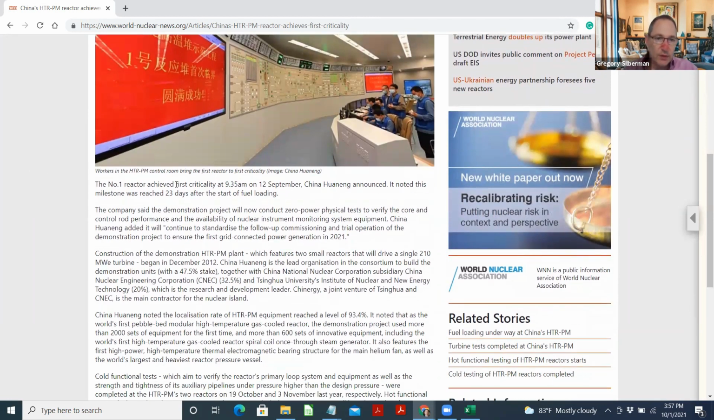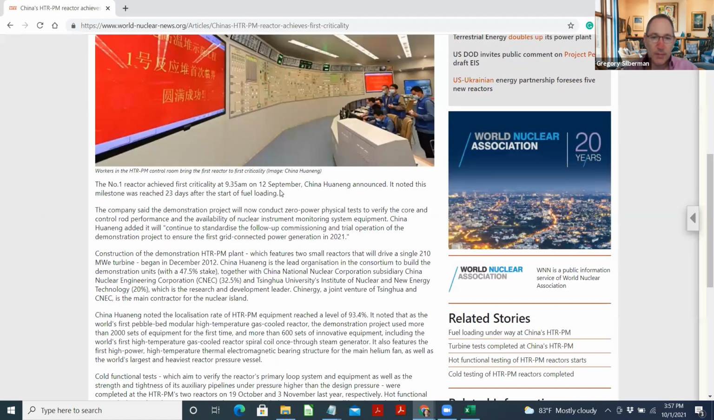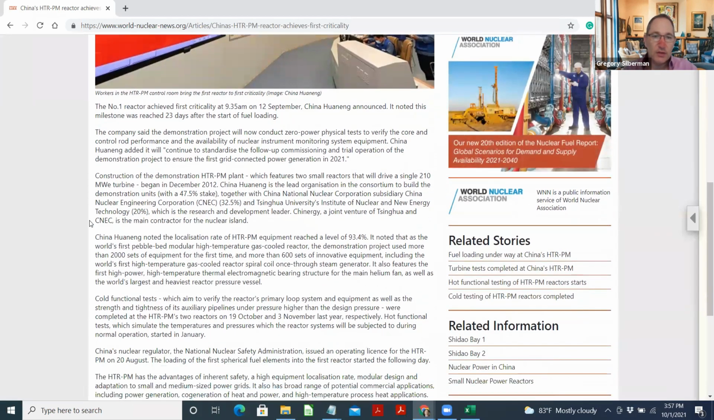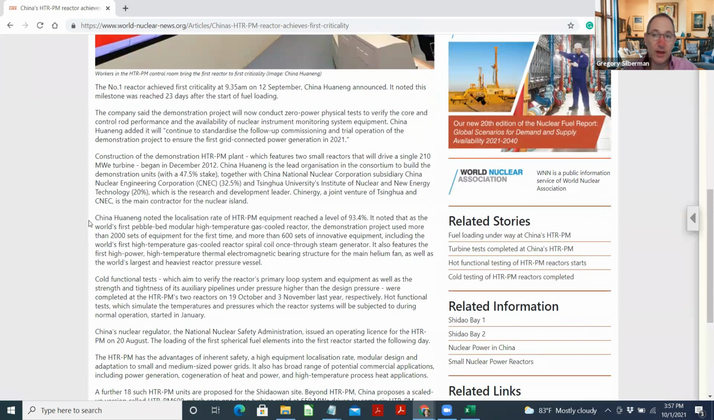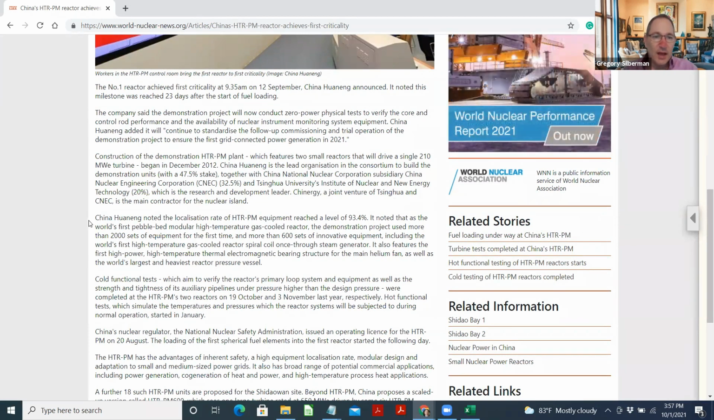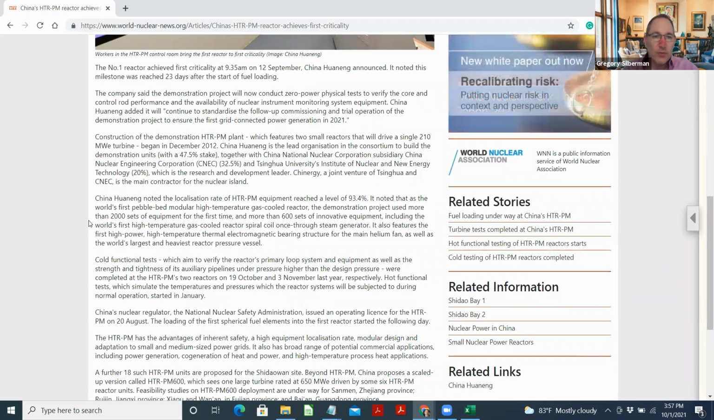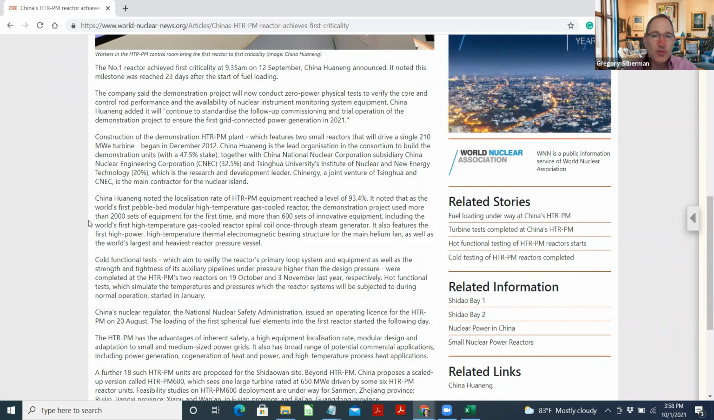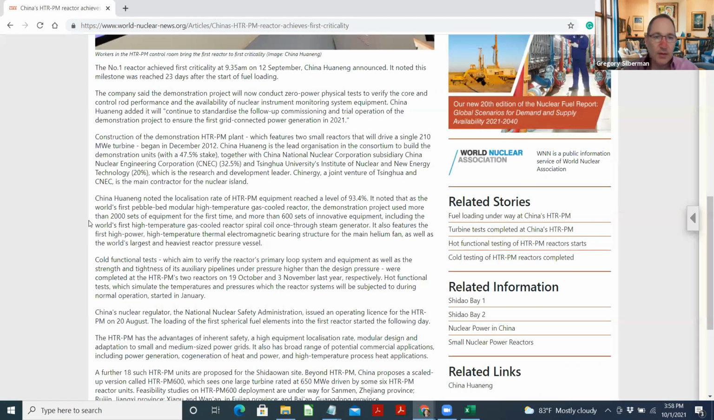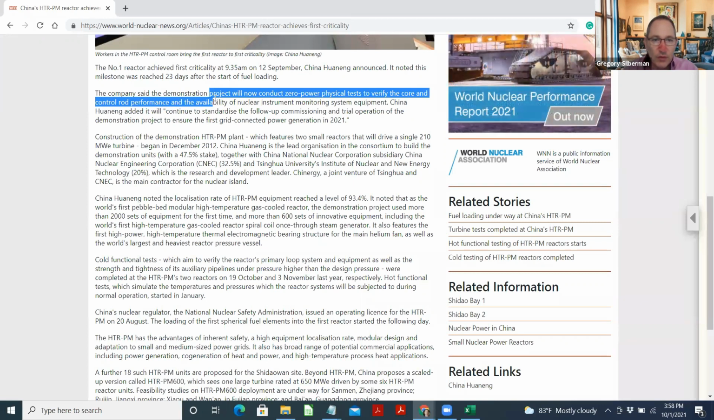The number one reactor achieved first criticality at 9:35 a.m. on 12 September. China Huaneng announced it noted this milestone was reached 23 days after the start of fuel loading. Fuel being enriched uranium, I think, or uranium at least. The company said the demonstration project will now conduct zero power physical tests to verify the core and control rod performance and the availability of nuclear instrument monitoring system equipment. China Huaneng added it will continue to standardize the follow-up commissioning and trial operation of the demonstration project to ensure the first grid-connected power generation in 2021. Okay, so a few terms here we need to get comfortable with. Control rod performance.